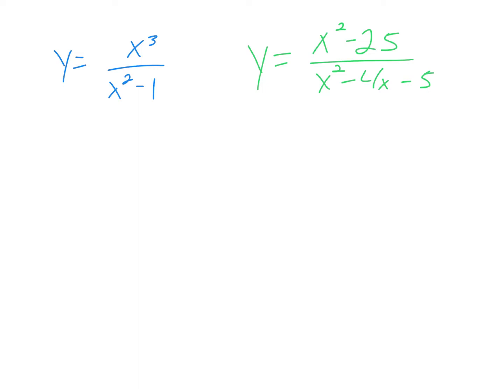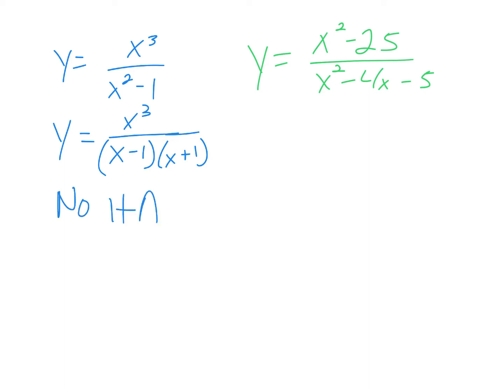Alright, let's find the HAs and VAs of this. We need to factor where needed. So we will get x minus 1 times x plus 1. And the power is higher in the numerator. 3 is bigger than 2, so there's no HA. Is there a VA? Yes, there are 2 of them, right? There are 2 values that make the denominator 0. It's x equal to 1 and x equal to negative 1.